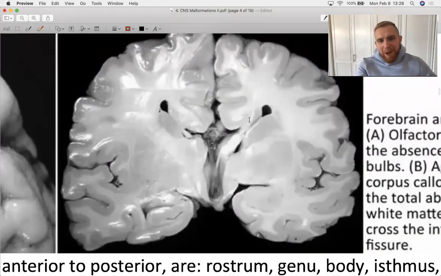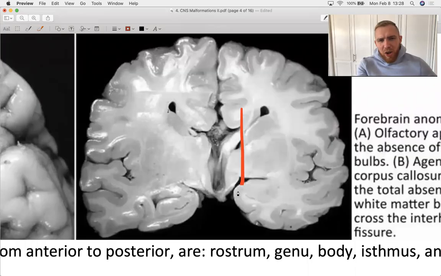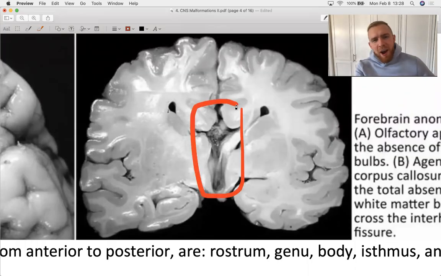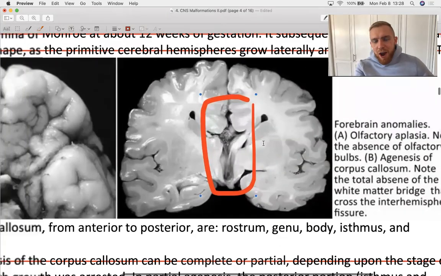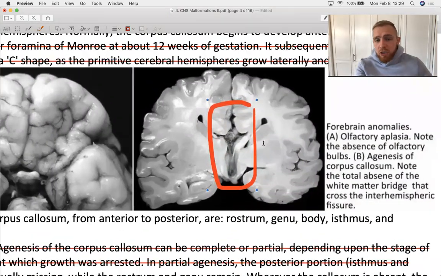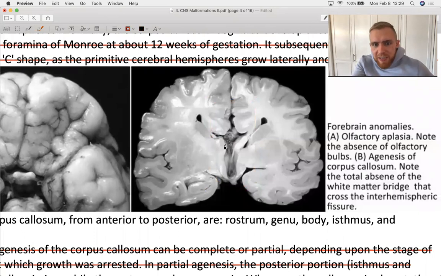Actually, now that I think about it, you might get asked this question just to see what knucklehead in your class is going to put something other than, oh, there's no corpus callosum there, because you got to know the corpus callosum is kind of suprathalamic, right?